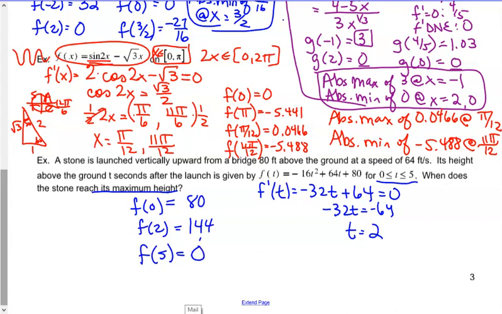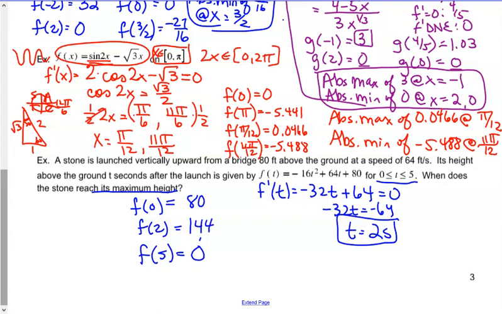So what happens here on the interval from 0 to 5, now we get to choose the absolute max, which is 144. And the question said, when does the stone reach its maximum height? That is at 144, but when is at 2 seconds. That is my final answer. So make sure that you answer the question. If it said, what is the maximum height? We would say 144 feet. But here it is, when does it occur? And that is at t equaling 2 seconds.